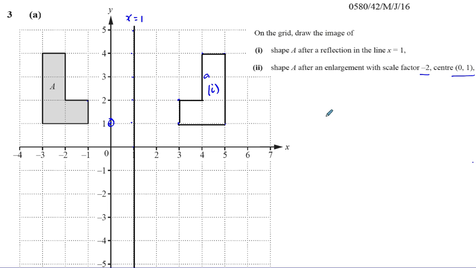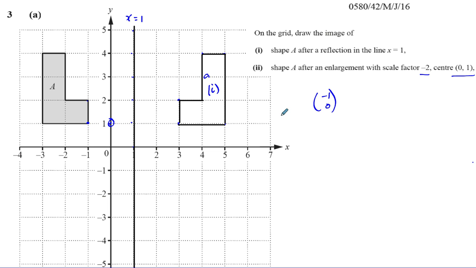So what I would do is I'd say, okay, let me choose a point. For example, this point here. The vector taking you from the center of enlargement to that point is basically (-1, 0), because you've got to go 1 to the left and 0 up and down. Remember, in a vector, the top number is how you move horizontally, the bottom number is how you move vertically. So from the center of enlargement, which is (0, 1), to the point here, you've got to go 1 to the left and 0 up and down.